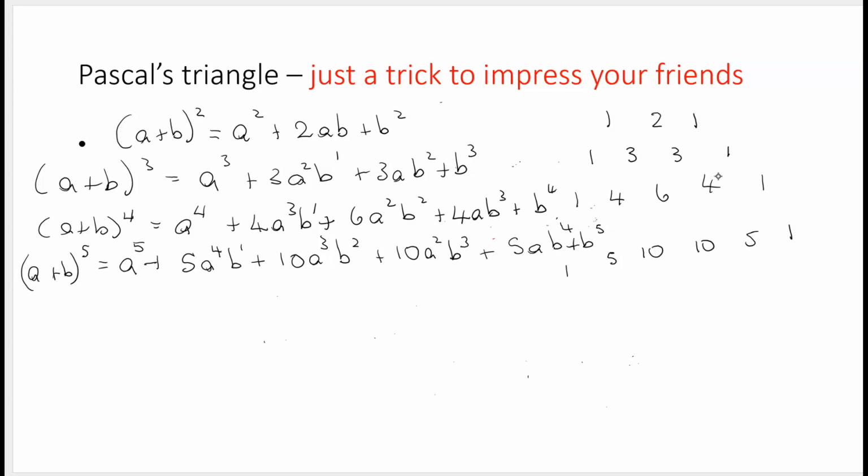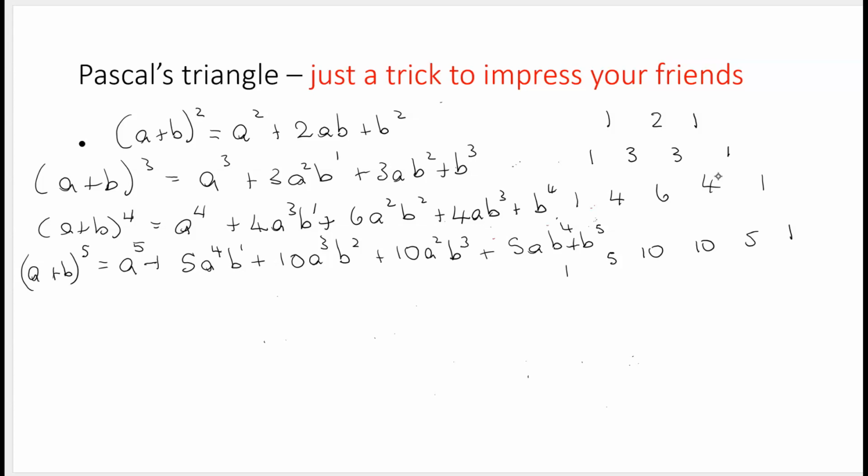Next line down, we write a 1 at the beginning. 1 plus 3 is 4, 3 plus 3 is 6, 3 plus 1 is 4, we write a 1 at the end. Next line, 1 at the beginning, 1 at the end, then 1 plus 4 is 5, 4 plus 6 is 10, 6 plus 4 is 10, 4 plus 1 is 5, and then 1. So it's just a pattern of the coefficients when you're expanding brackets.